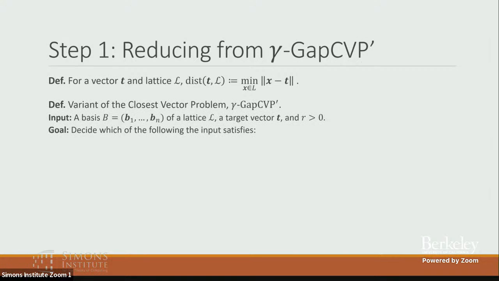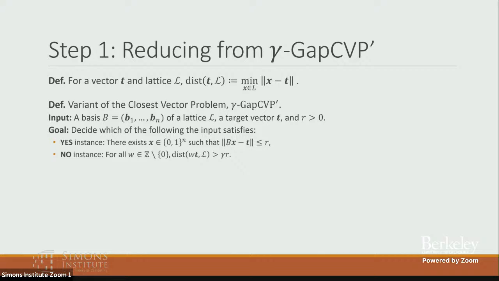Right. So gap CVP prime is the variant of CVP where we have stronger promises in both the yes and no cases. In the yes case, we're promised not just that the target is close to the lattice, but that it's close to a binary combination of basis vectors.